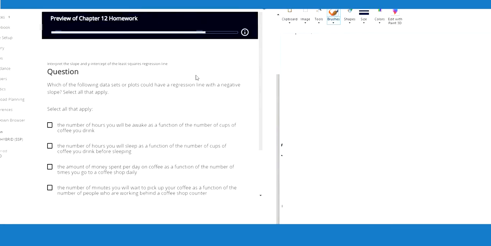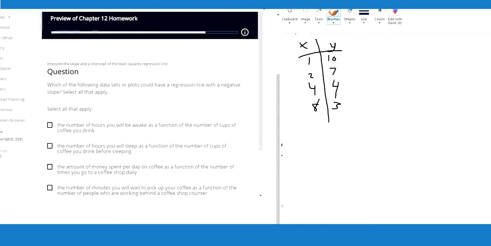Okay, which of the following data sets or plots could have a regression line with a negative slope? Remember, a negative slope means as one variable increases, the other one decreases. So if x is going up, then y should be going down. That would be a negative slope. Or it could be vice versa: x could be going down and y could be going up.